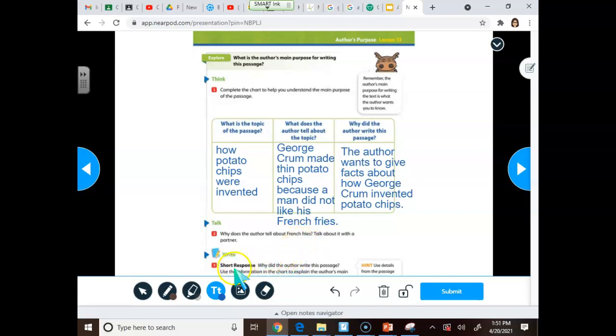All right, next one says short response. Why did the author write this passage? All right, we've already filled that in, so today I will not make you do the short response, so you can leave that alone. Just fill in your chart today, okay? All right, tomorrow we're going to read a science article and figure out the author's purpose for writing it. I'm interested to see. All right, do your best work today.